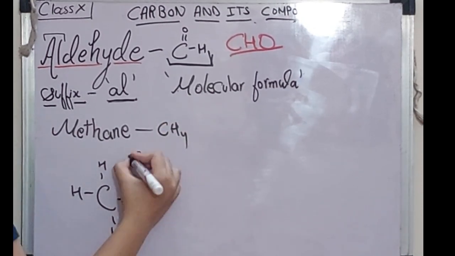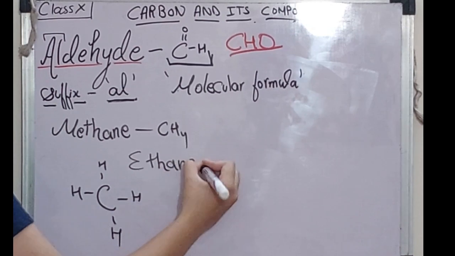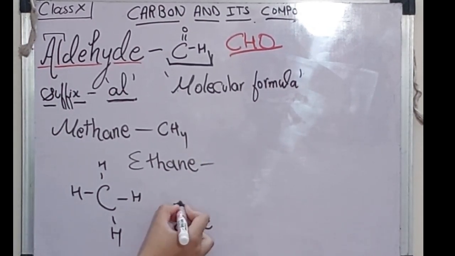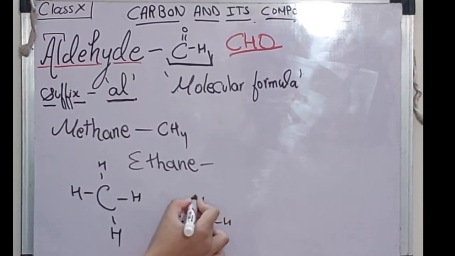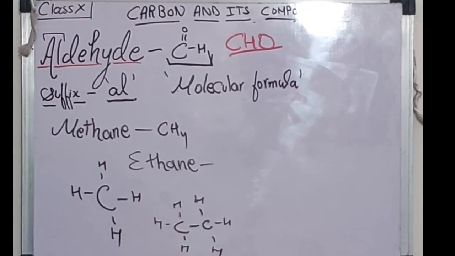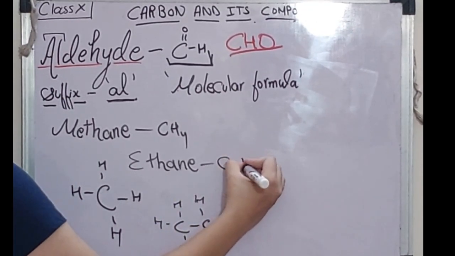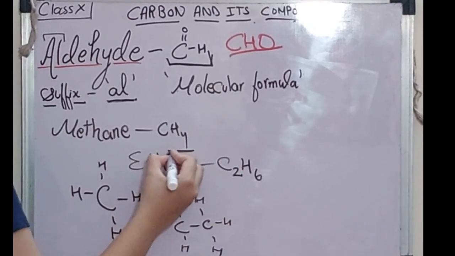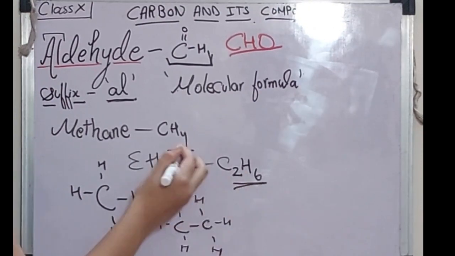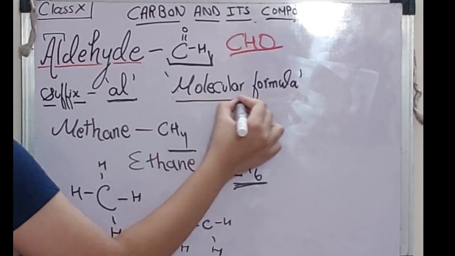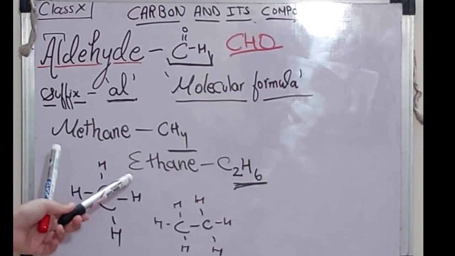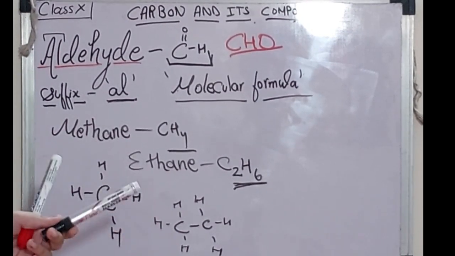Easy, right? If I say ethane को लिखने को, तो ethane is two carbon single bond completing the valency. So this becomes C2H6, right? So if you are writing in this way, this is known as molecular formula. Okay, this is known as molecular formula.